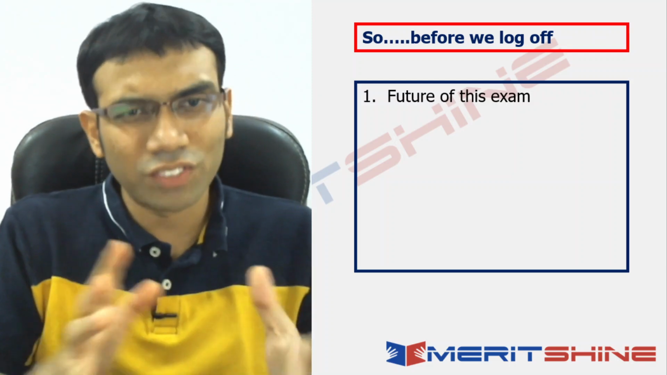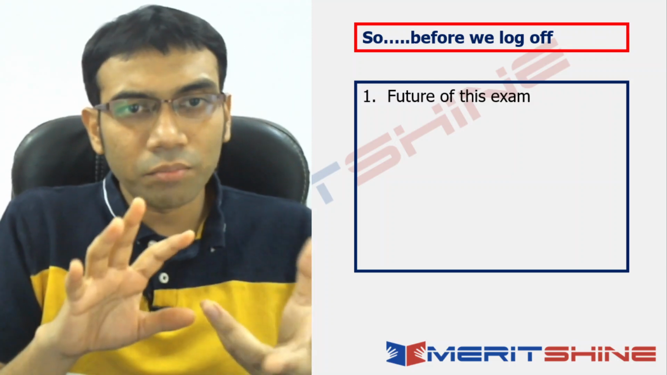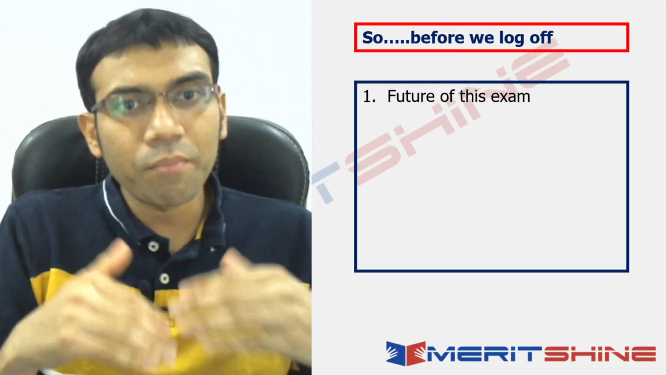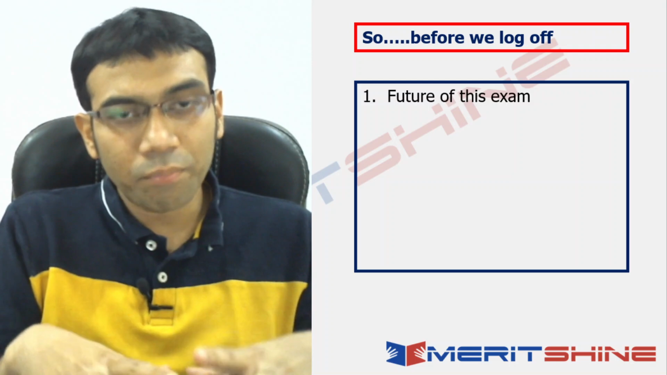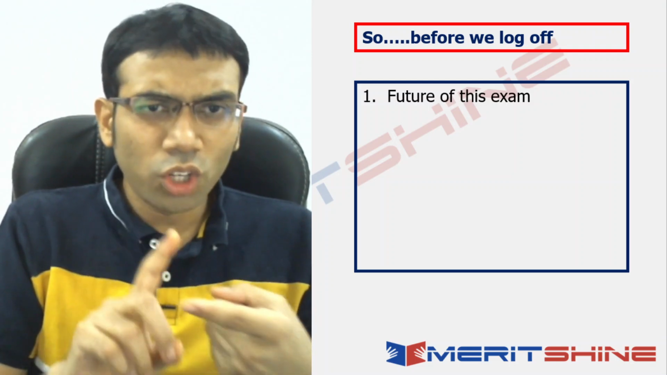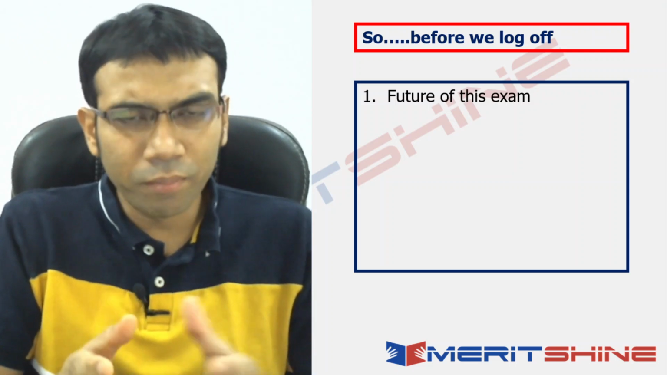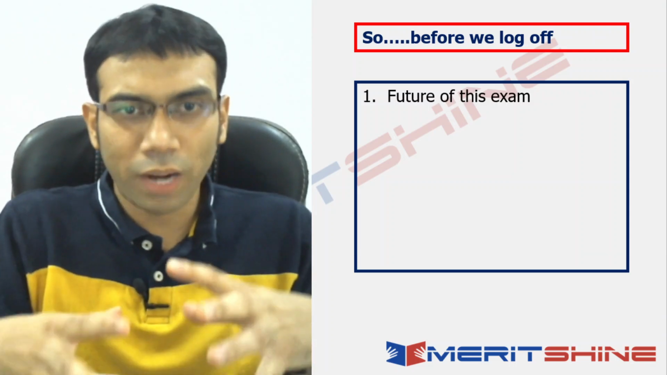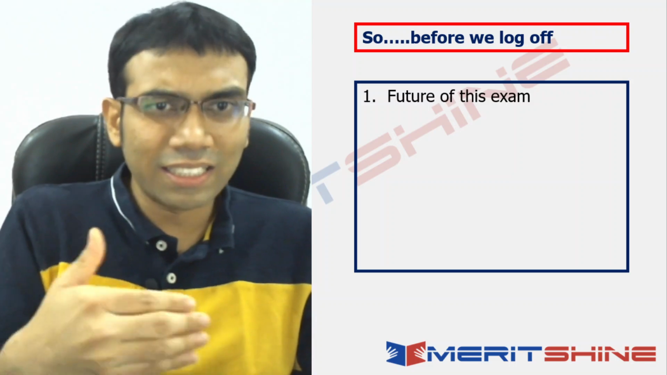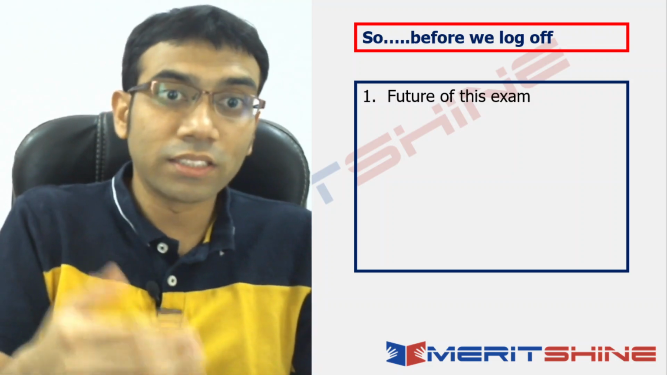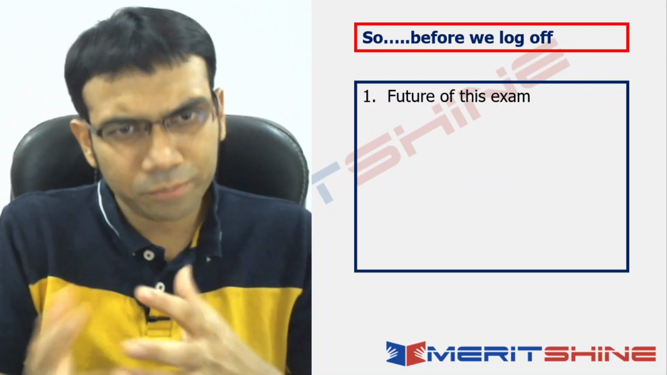First of all, the future of this exam. You see, there are 2 ways to discuss the future of this exam. First of all, would this exam happen? And if it happens, when would it happen? So see, first, we cannot predict when it would happen, but going by this year's pattern, another 9-10 months is something that we look at for when this exam should be happening.